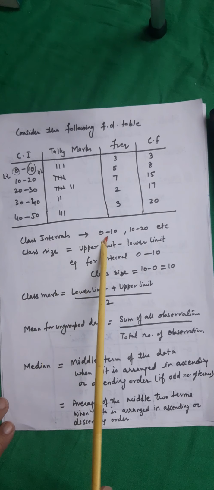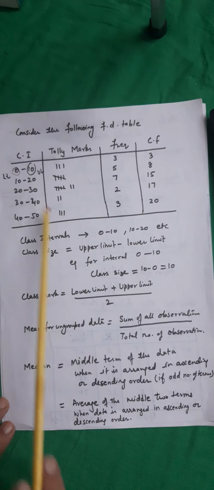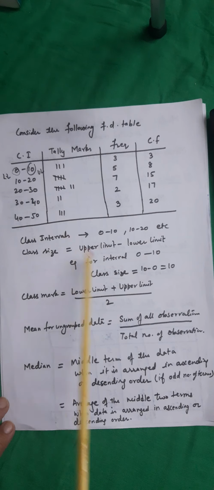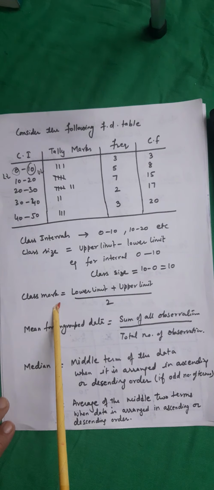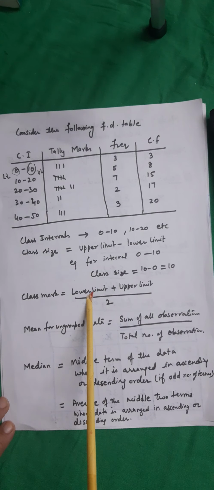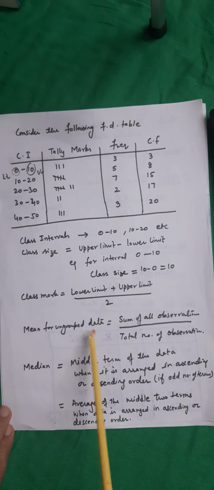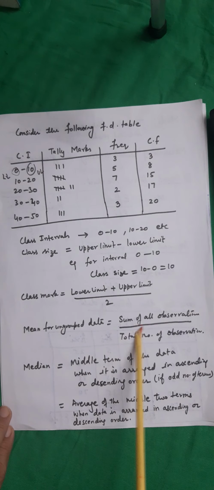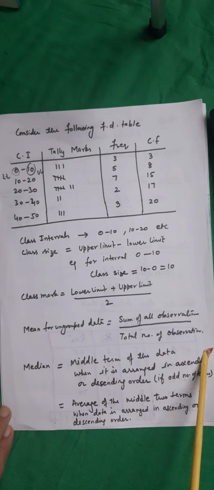Now, class intervals are these. What is class size? Class size is upper limit minus the lower limit. That gives us the size of the class. What is class mark? Class mark is the average of the upper limit and the lower limit. Mean for the ungrouped data was given by the formula sum of all the observations upon total number of observations.